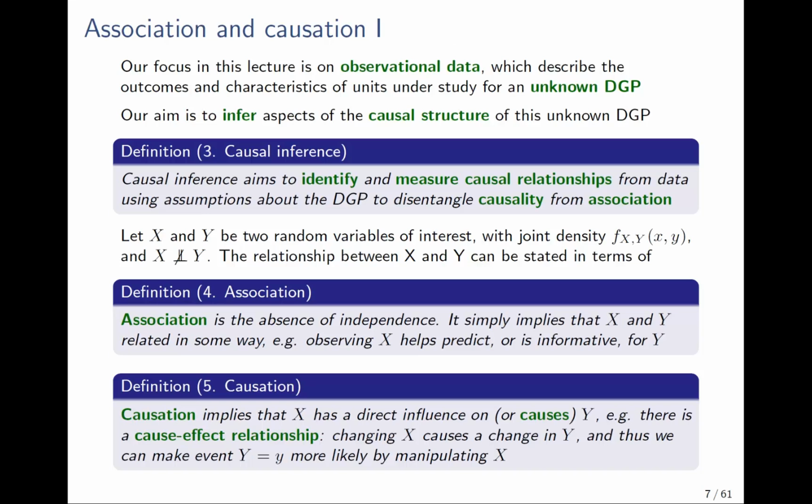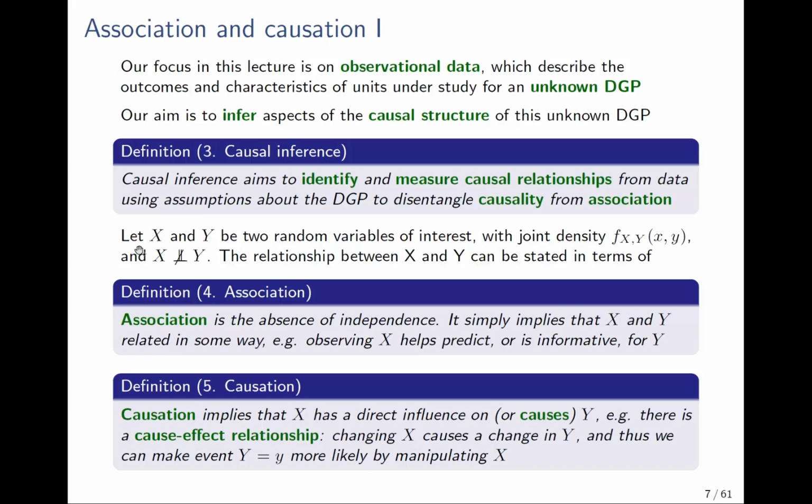Now, our aim is to infer aspects of the causal structure of the unknown data generating process. That is the aim of causal inference, stated here under definition 3. So causal inference aims to identify and measure causal relationships from observational data using assumptions about the data generating process to disentangle causality from association. And these are really two important words, obviously, given the title of this section, that we're going to look at and that are key to what we're talking about in this lecture.